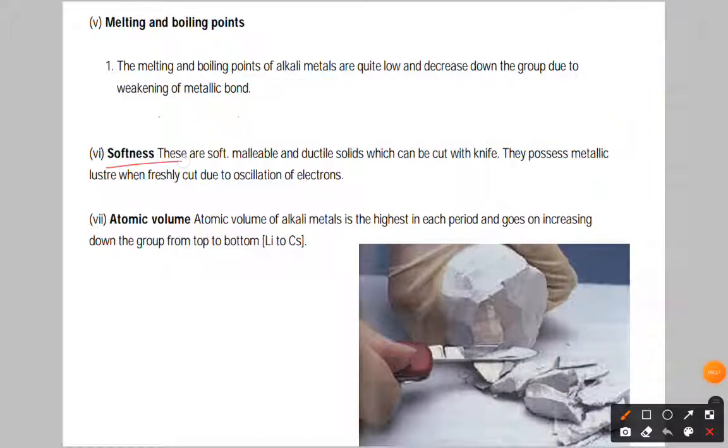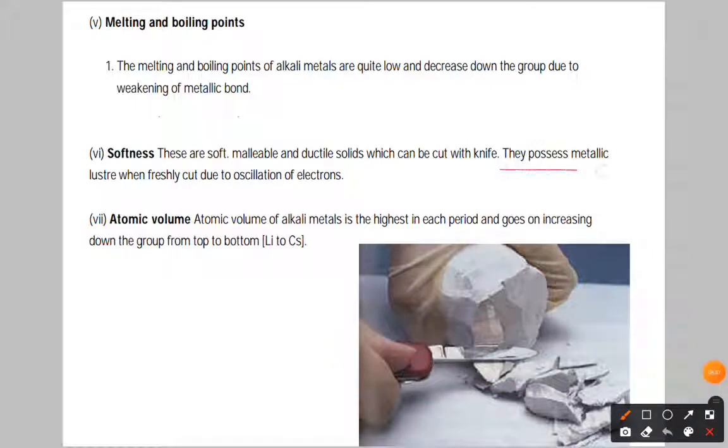Next, softness. These metals are very soft. They are malleable and ductile, which means you can draw them into sheets and wires. They can be cut with a knife. Here you can see this is sodium metal, and the person is cutting it with a knife. Even though it is a metal, you can cut it with a knife, that much soft. This is an example of sodium metal.